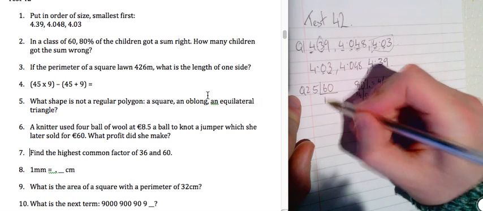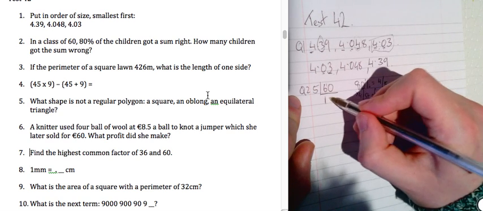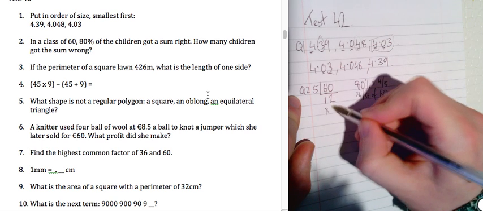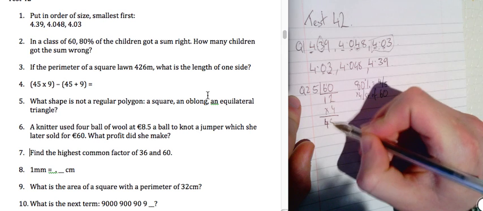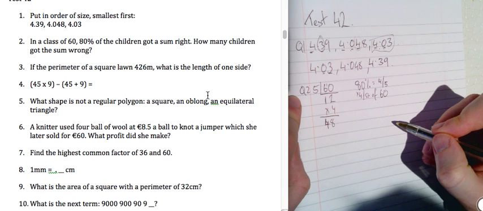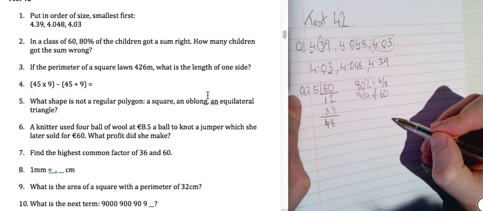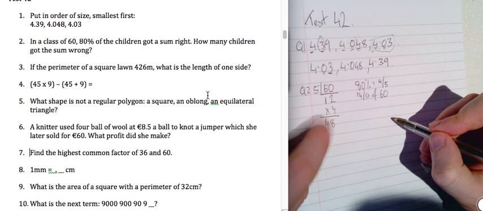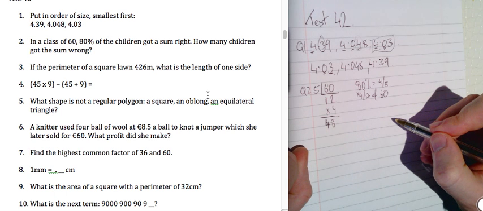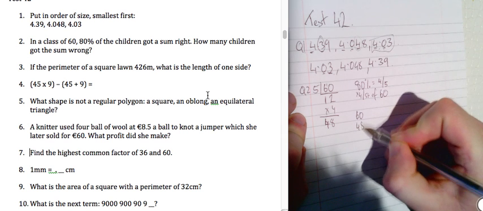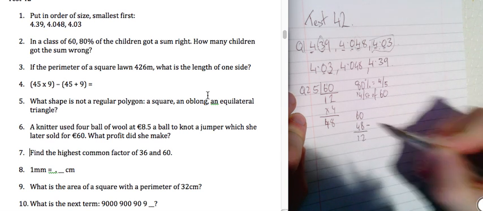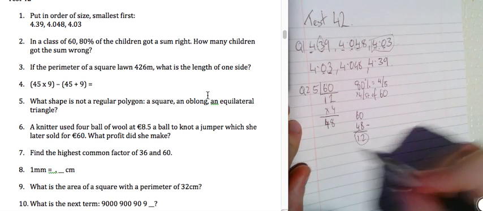5 into 6 goes once and 1 over. 5 into 10 goes twice. I multiply by the top now. 12 by 4 is 48. So let's have a look at the question again. In a class of 60, 80% got the sum right. So 48 kids got the sum right. How many children got the sum wrong? So 60 in a class, 48 got it right. Therefore, 12 got the sum wrong.